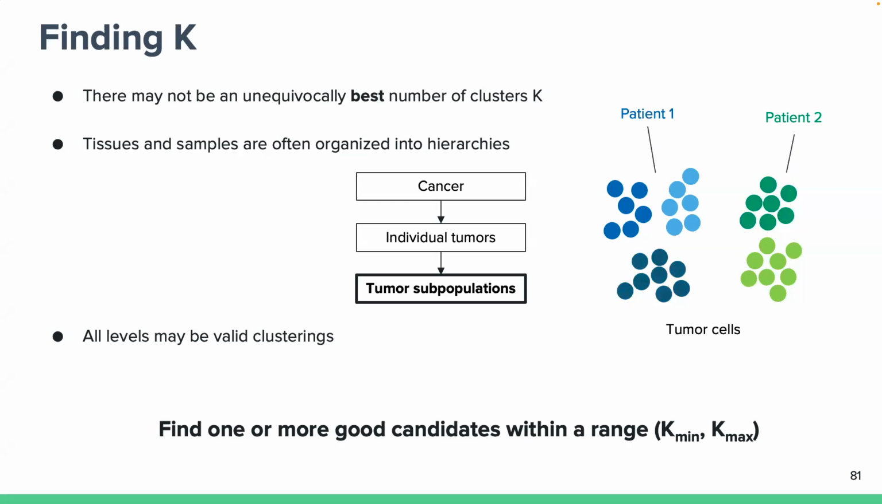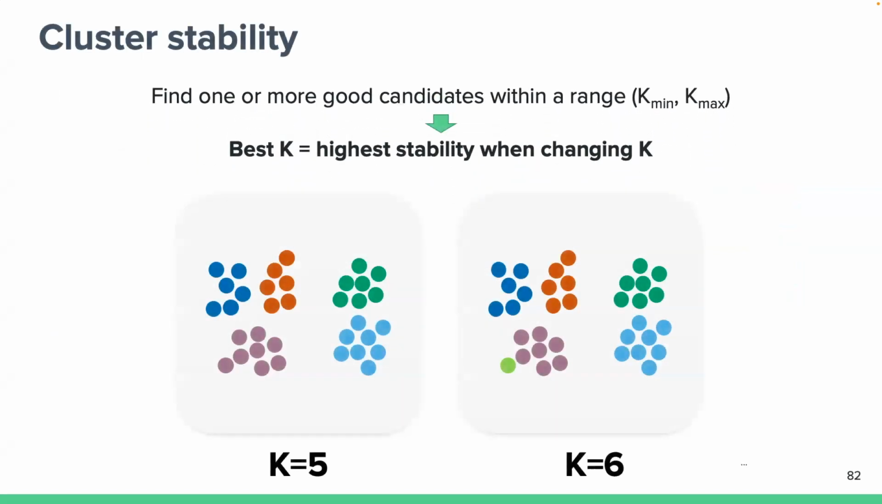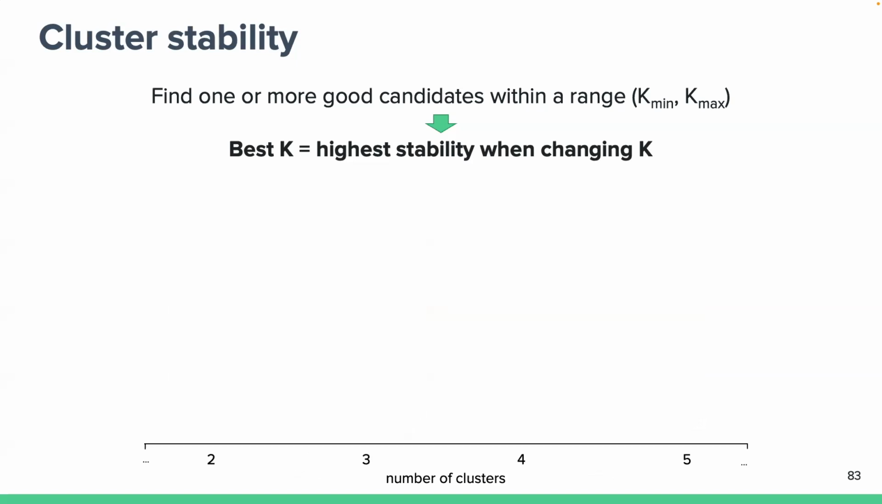And so the aim was to find one or more good candidates within a range that is defined by us between K-min and K-max. This approach was based on what we call stability, which means how similar are two clustering results when you change slightly the number of clusters K. So in this case, the results between using 5 clusters or 6 clusters are fairly similar. So we assume that these results are fairly stable because maybe they are less subject to noise, or in general fit the data well.